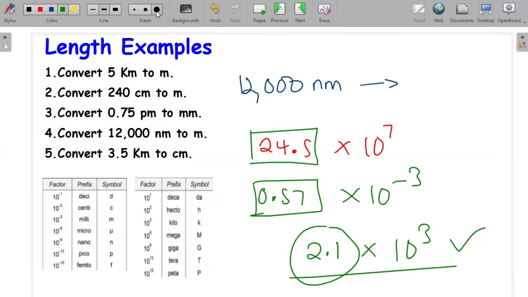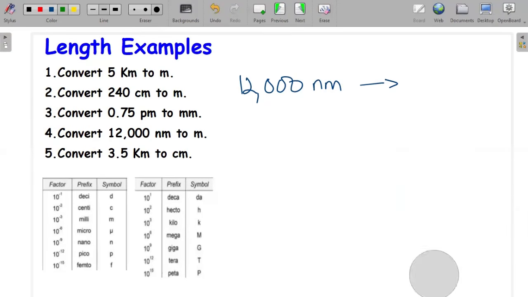Understand? Okay. So on number 4, let's make it interesting. This was nanometers to meters, but let's make it gigameters. So we're changing to gigameters. What are we going to do? Just identify the prefixes. This is nano. Nano has the value 10 to the power minus 9. Giga has the value 10 to the power positive 9.